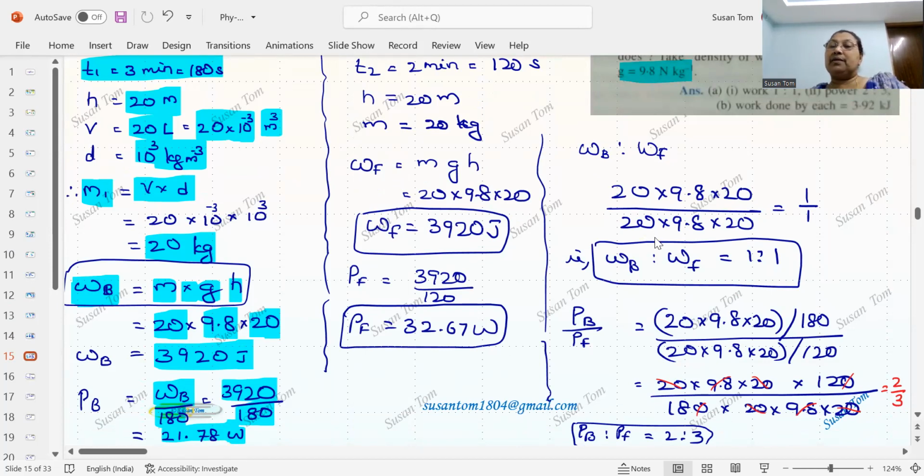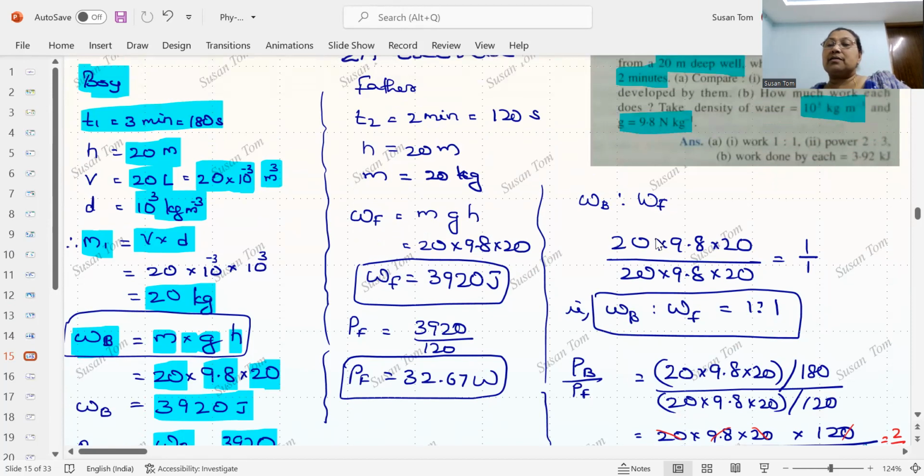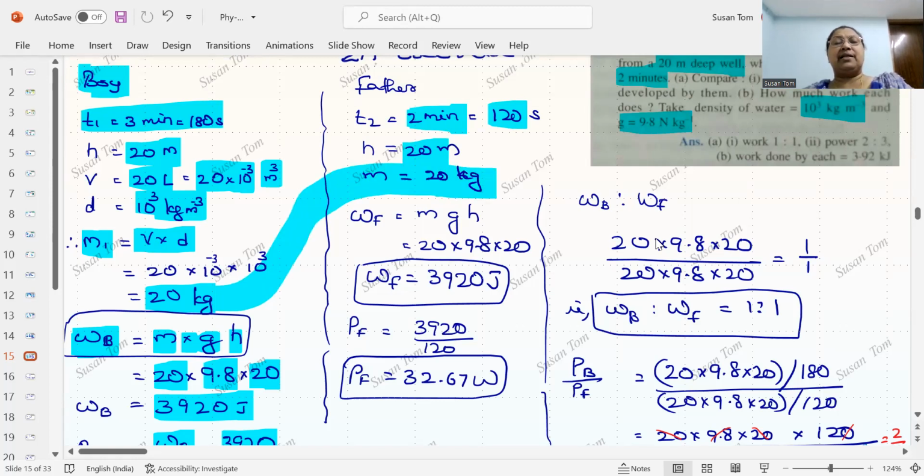Actually, in your book, the answer is not shown. How much work each does? Power by each one is not asked, only comparison. Anyway, I solved it. Father takes 2 minutes for the same work, that is 2 into 60, 120 seconds. Height is the same. Mass, I'm taking the same 20 kg here. Once calculated, no need to calculate it again. Work done by father, M into G into H, 3920 joules, the same. And power not asked, but I'm solving, 32.67 watt.